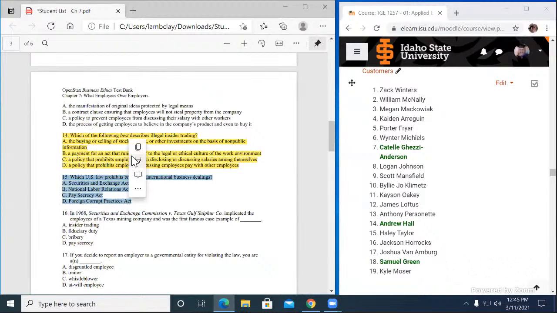Okay. Which U.S. law prohibits bribery in international business dealings? And that one is D, Foreign Corrupt Practices Act.